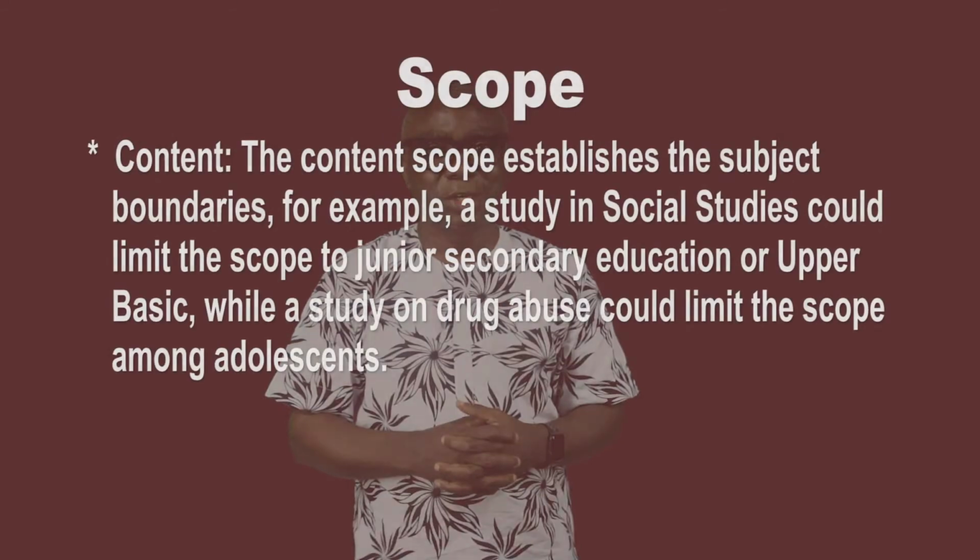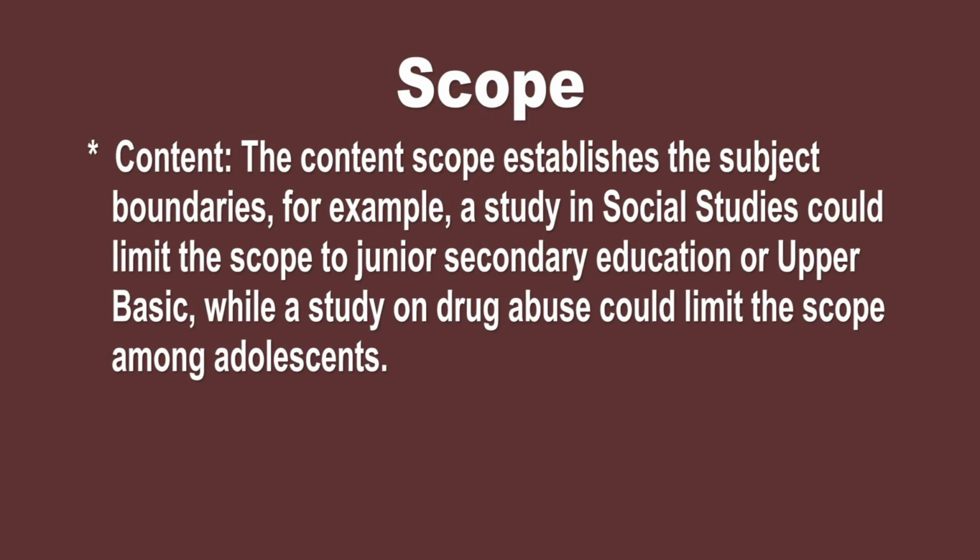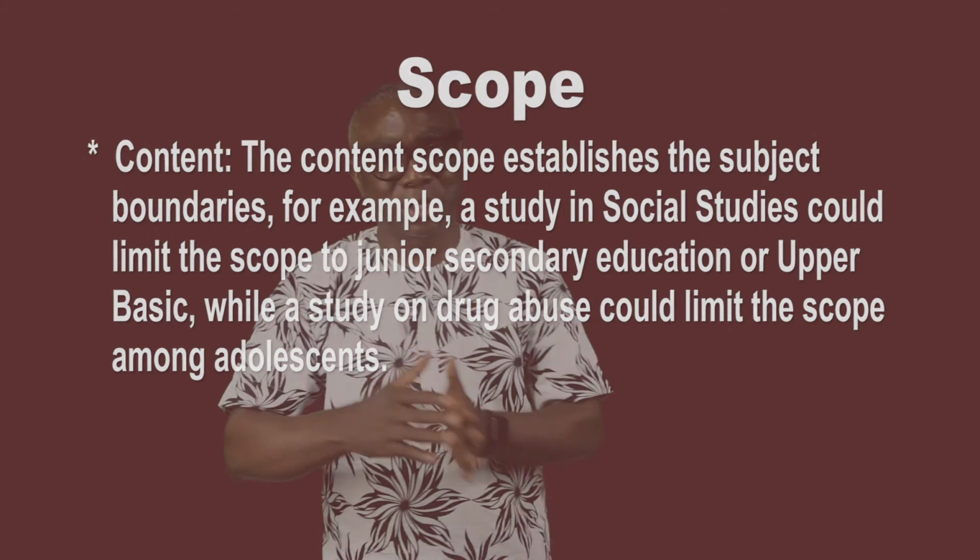Now, as we said, the second aspect of the scope will be the content scope. The content scope here establishes the subject boundaries. For example, a study in social studies could limit the scope to junior secondary education or upper basic, while a study on drug abuse could limit the scope to adolescents only, aged from a certain age to another age, and then you look at adolescents in terms of drug abuse as against adults and so on. When those limitations, boundaries, or categories are set, it is referred to as the scope of the study. Many times the researcher will try to limit itself within.